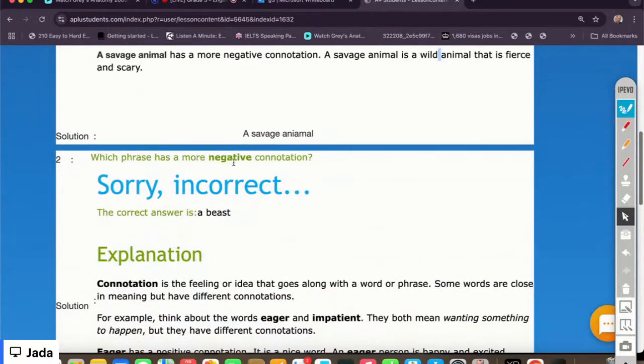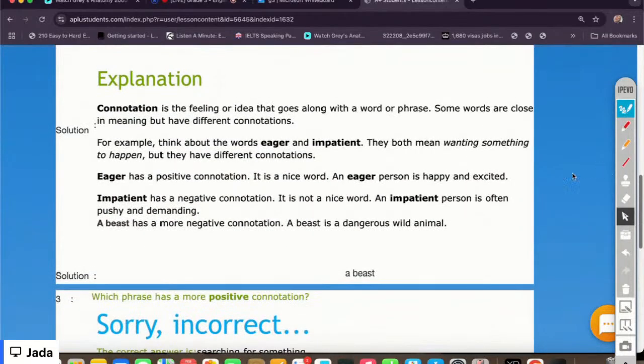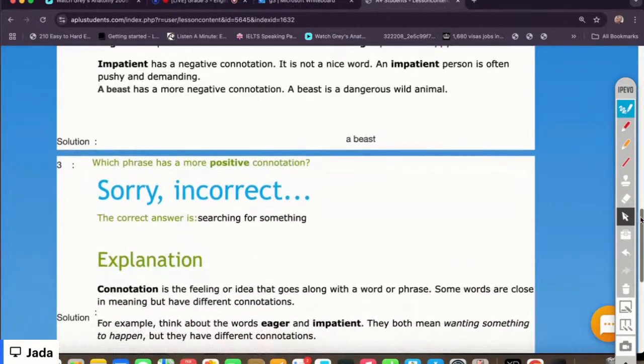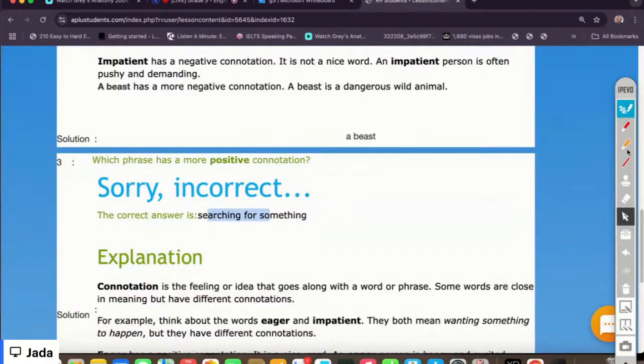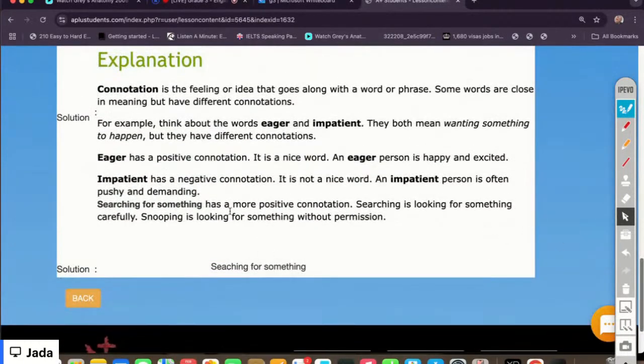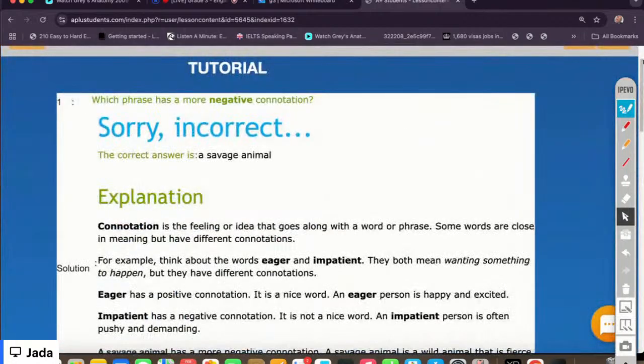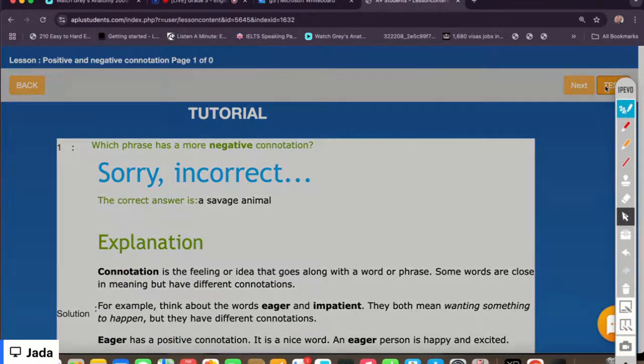Then which is more negative? A beast, of course. When we hear about beast, it is a wild animal. And then when we hear about which one is more positive, searching for something is more positive. So searching for something has a more positive connotation. Searching is looking for something. Okay. And then snooping is looking for something without permission. So when you snoop around, it's like when you're hiding and you're looking for it.